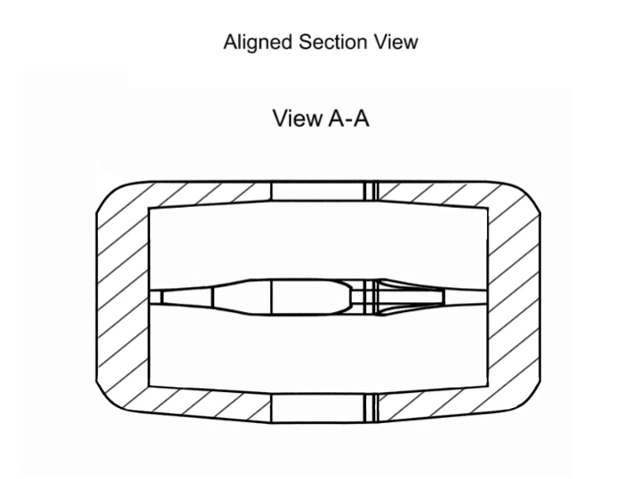As with all section views, to avoid confusion, ribs, webs, and other thin parts such as the spokes on a wheel are not shown with section lines.